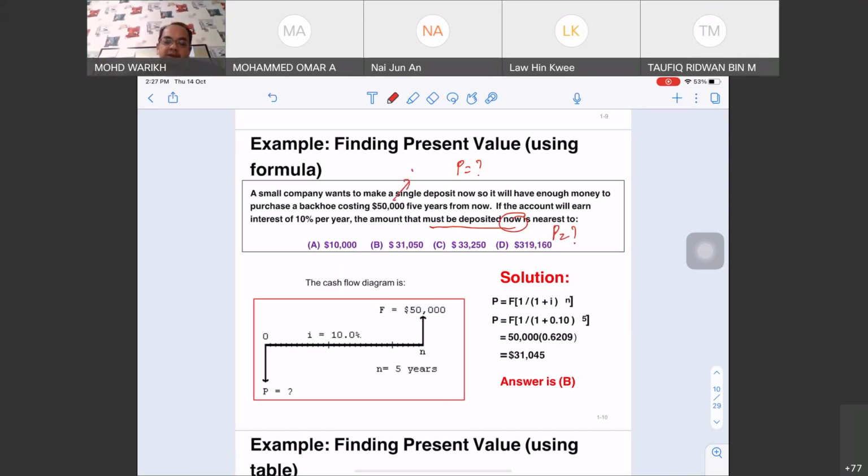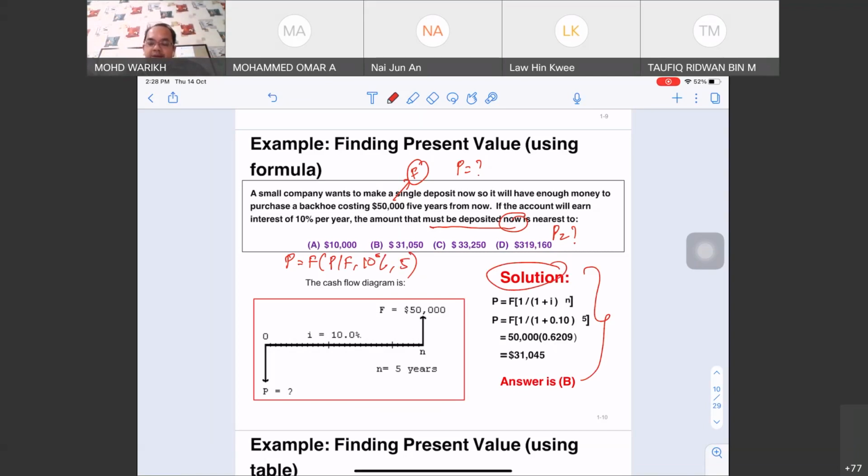F is given after 5 years, right? So that means it's P over F. I is 10% per year. N is 5 years. That means that you can use formula or tables. The solution given to you is from the formula. You can use the formula, it's okay, no problem at all. But it makes it quite difficult to solve the problems.